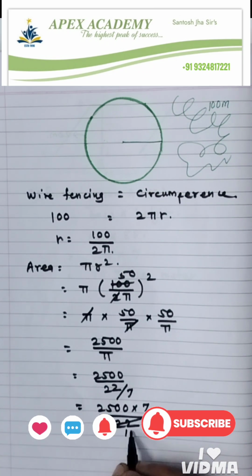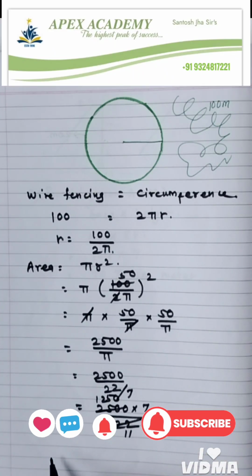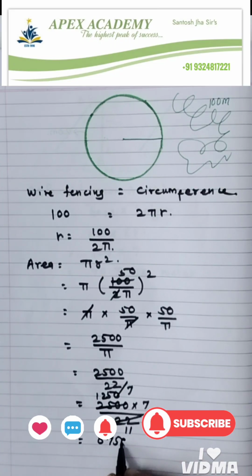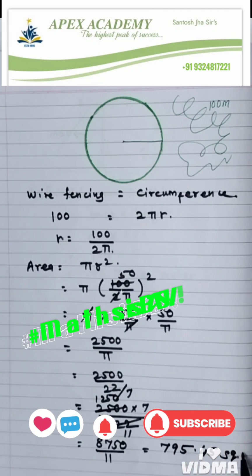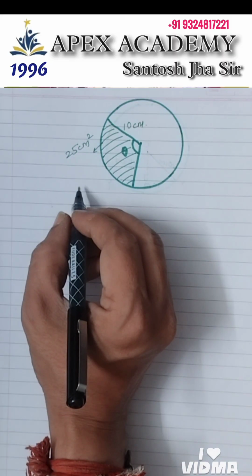We will cancel it by 2. It is 11, 1250. And we'll multiply 7 with 1250. So total is 8750, which should be divided by 11. Hence the final answer is 795.45 square meter.